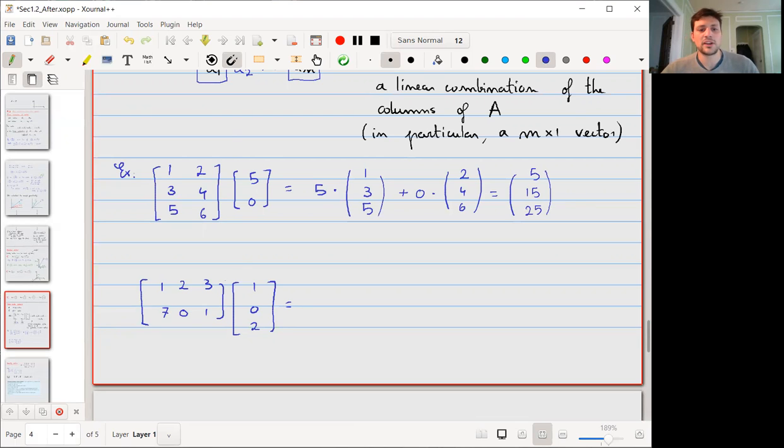Let's have a look at another example here. Again, I want to take linear combinations of the columns of A, so that will be 1 times the first column, plus 0 times the second column, plus 2 times the third column. And if I add these together, I get 1, 7, plus twice the last vector, which is 6, 2. And the final answer will be 7, 9.